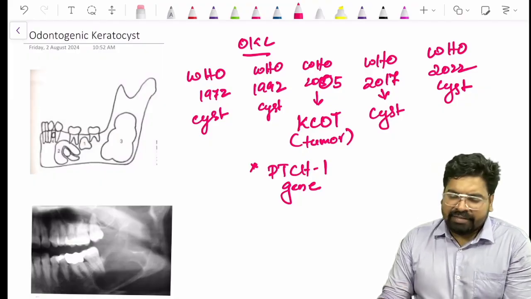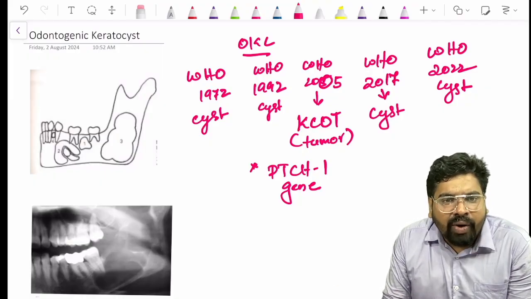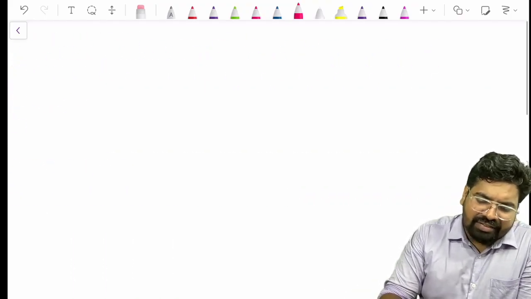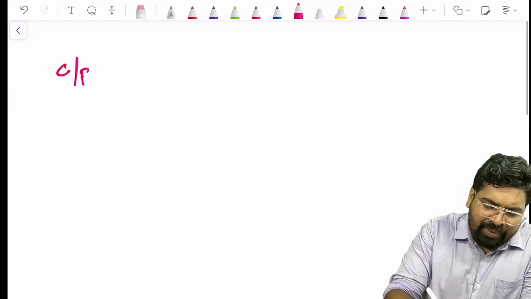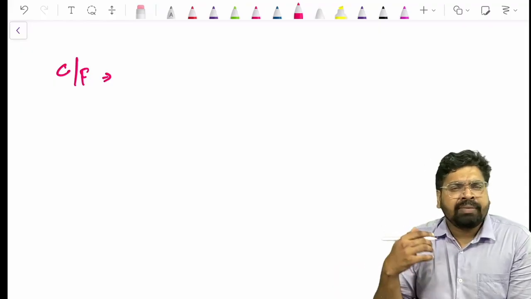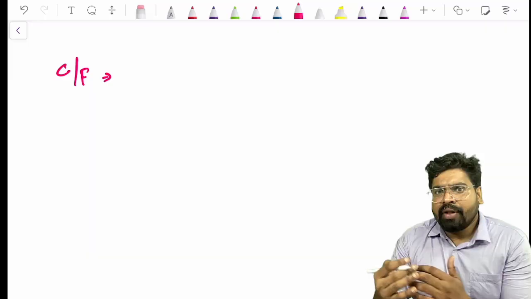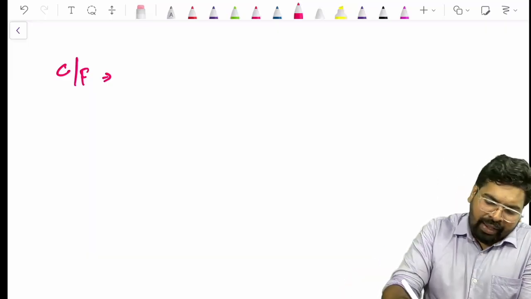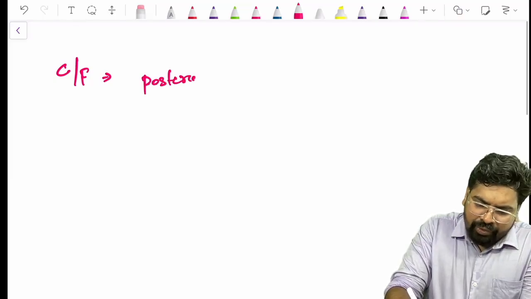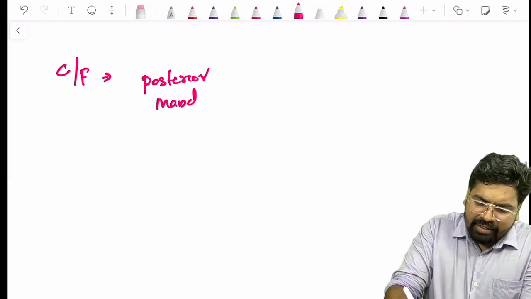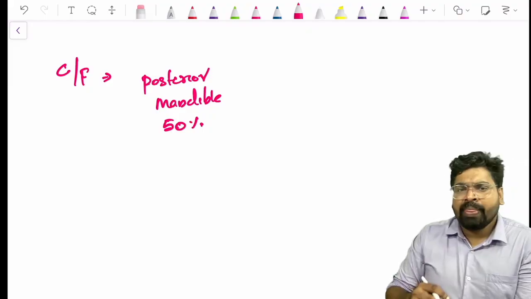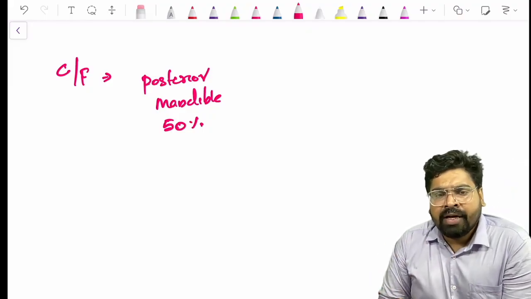Now let's see what features we have to learn in OKC. OKC has certain clinical features. Most OKCs occur in the posterior mandible region. The posterior mandible is the very favorite site for OKC. In more than 50% of the cases, you can see the posterior mandible having OKC.